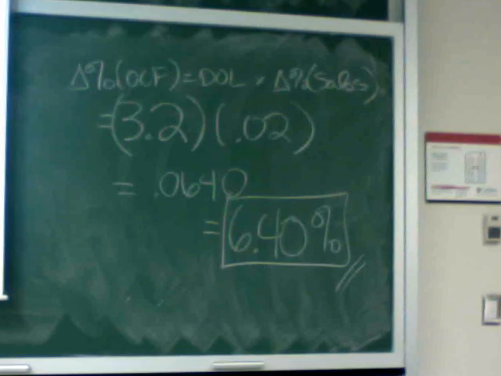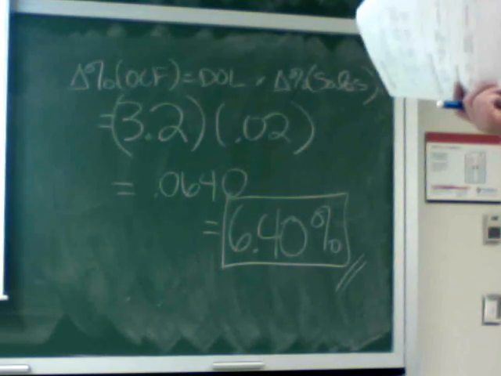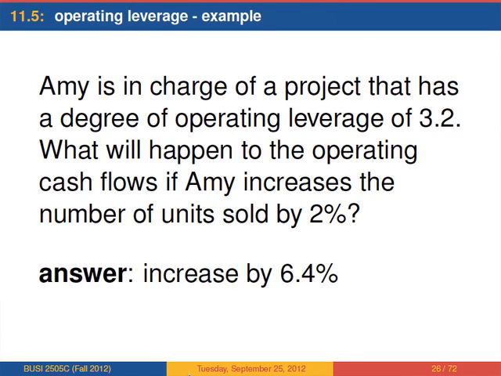If the degree of operating leverage was 2, and the number of units sold went up by 2%, then the operating cash flow would go up by 4%. If the degree of operating leverage was 1, units went up by 2%, then cash flow would go up by 2%. If the degree of operating leverage was 2, and the number of units went down by 2%, then the operating cash flow would go down by 4%, and so on. The percent change in sales is magnified by the degree of operating leverage. When you have no fixed costs at all, then the percent change in sales is the same as the percent change in operating cash flow.